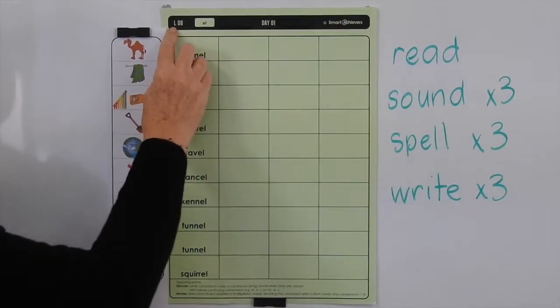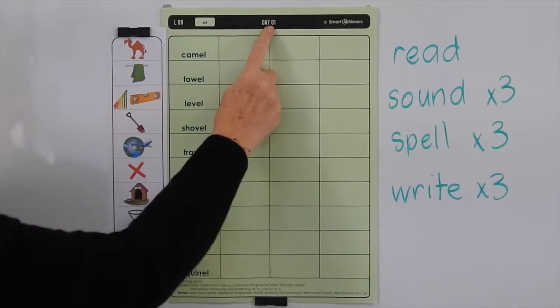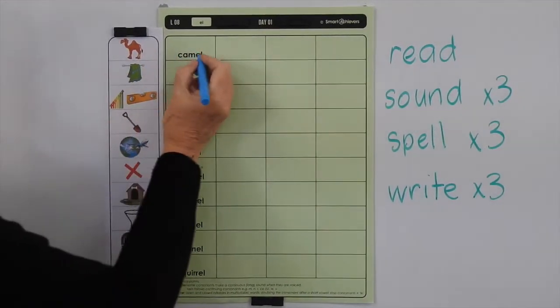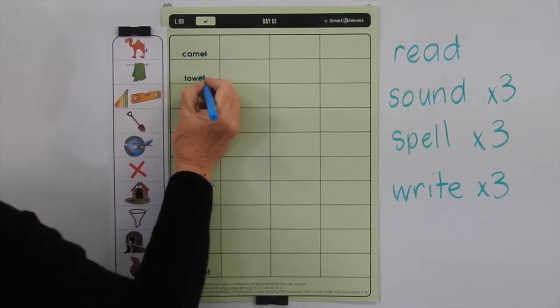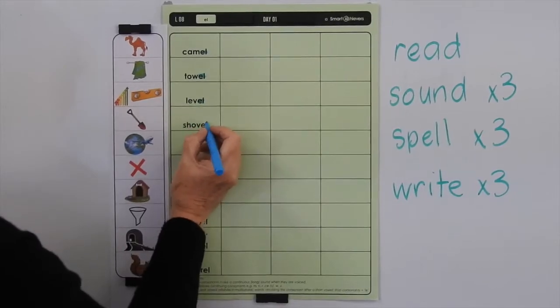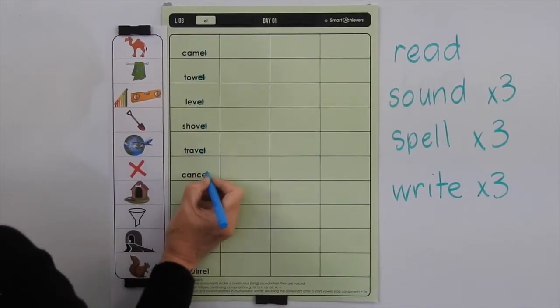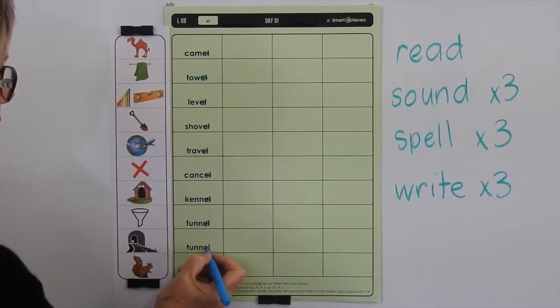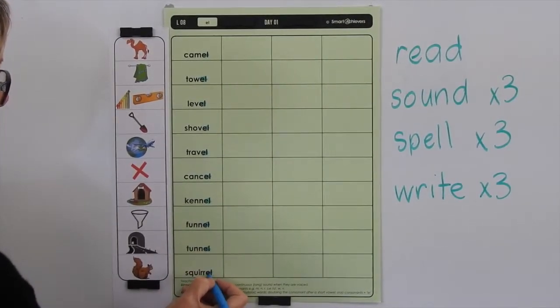This is level L, list 8, and we're doing the day 1 page, and you can see in all of these words we've got EL at the end of them. So let's colour that in first. So we've got camel, towel, level, shovel, travel, cancel, kennel, funnel, tunnel, and squirrel.